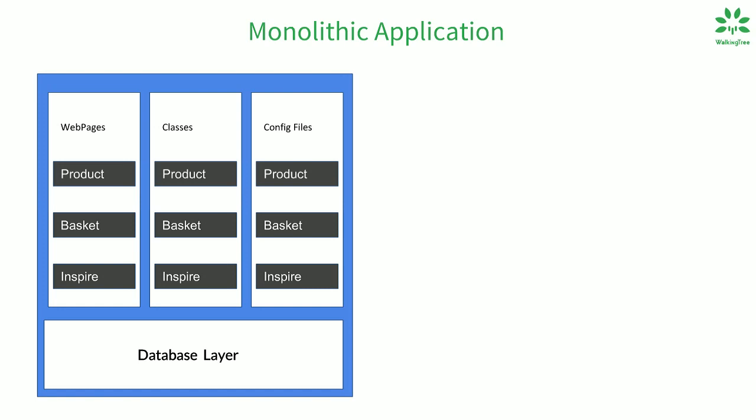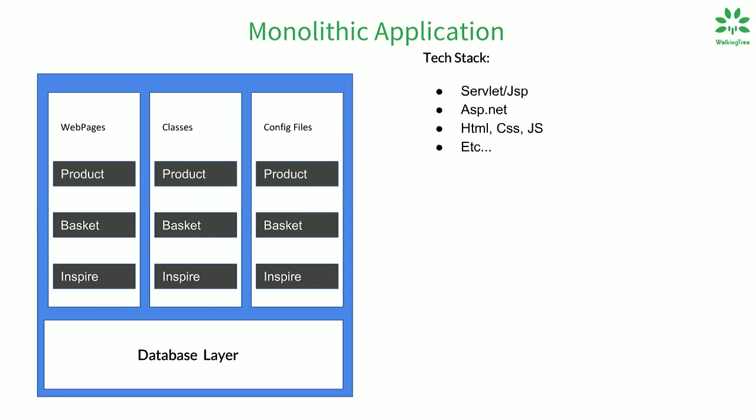If you see the monolithic application, you have a single code base here. You have separate web pages for product, basket, and Inspire, a separate backend, separate classes for the backend, and some config files. But it is still a monolithic application. It is a single code base, and everything is packaged into a single application, maybe a simple WAR file.